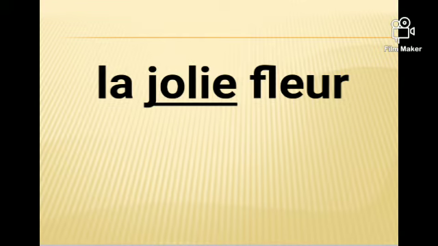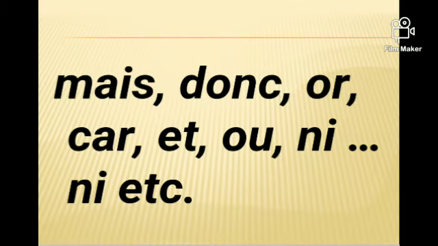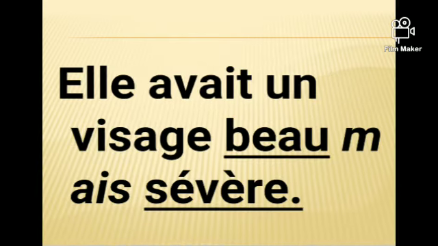If a noun is accompanied by two or more adjectives, they are placed after the noun if they are connected by a conjunction such as mais, donc, or, car, et, ou, ni, etc. Example, elle avait un visage beau mais sévère means she had a beautiful but stern face.